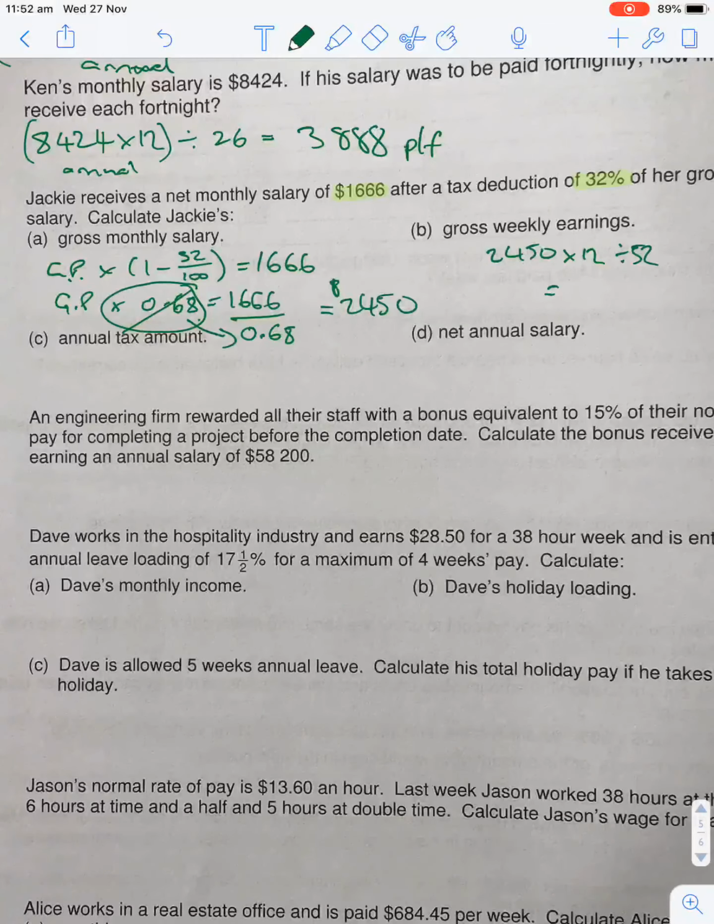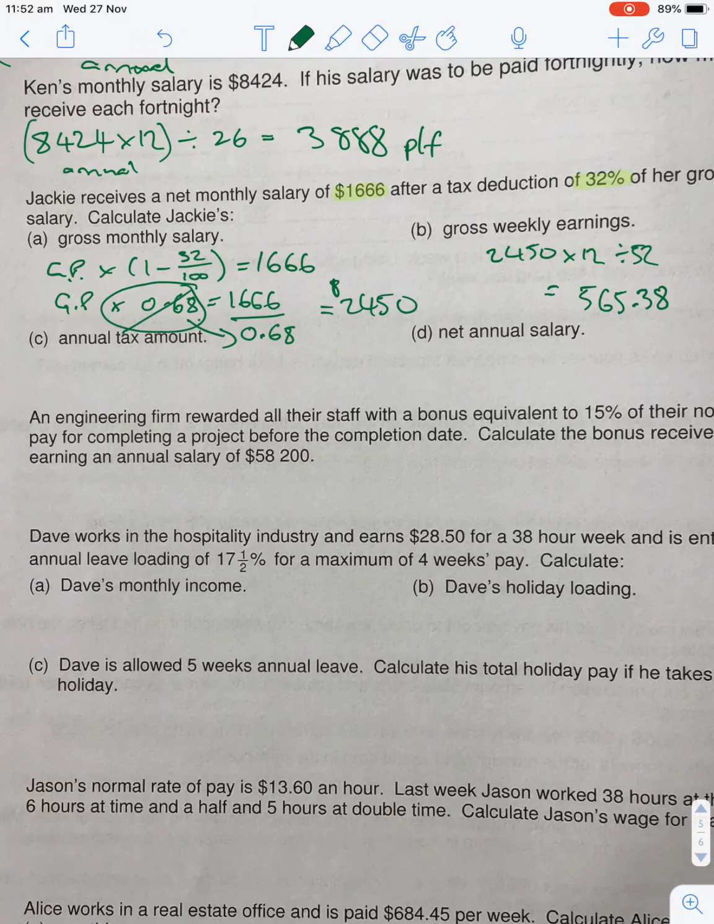Oops, hang on, I think I've lost my spot there. I'll just do it again on another calculator. So I've got 2,450, multiplying it by 12 to give me 29,400, then dividing that by 52 would give me a weekly pay of $565.38. The answer actually says 0.3846 and so on, but again, I need to round that.